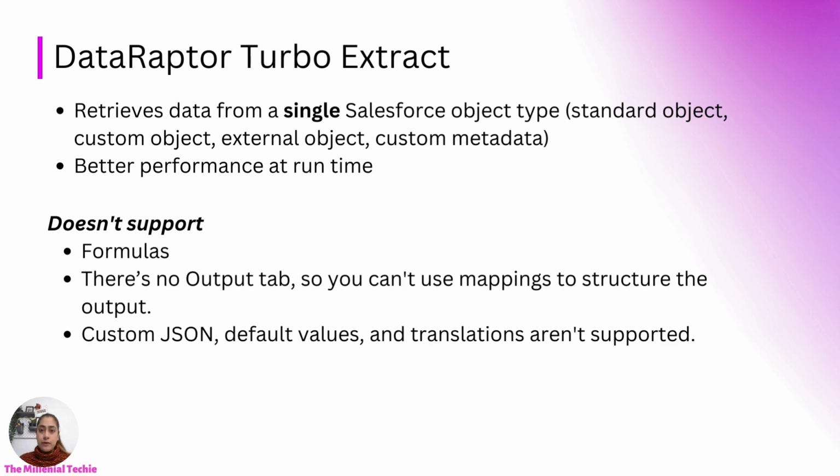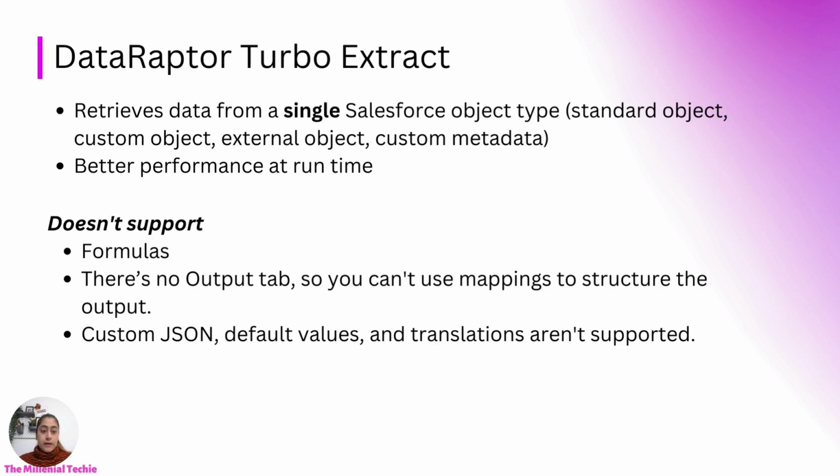There are two types of DataRaptors when it comes to extracting data. One is Turbo Extract, and the other one is Extract DataRaptor. Turbo Extract comes into the picture when we want to extract data from one Salesforce SObject, whereas Extract is used when we want to fetch data from multiple objects at the same time.